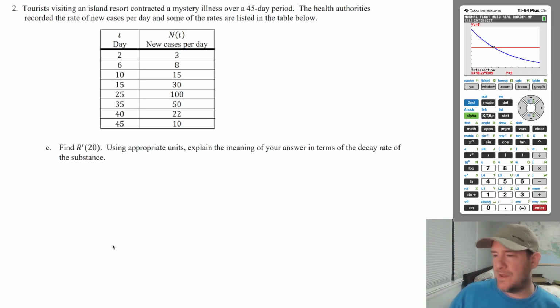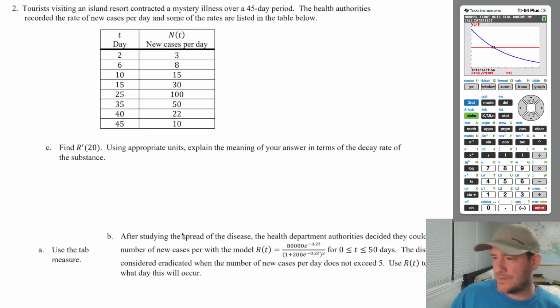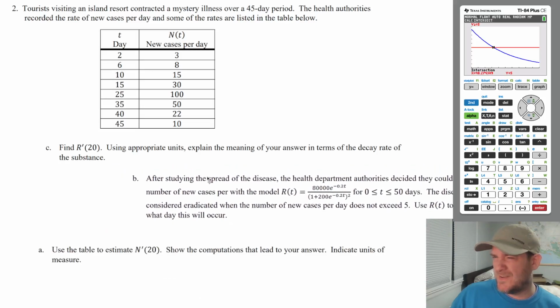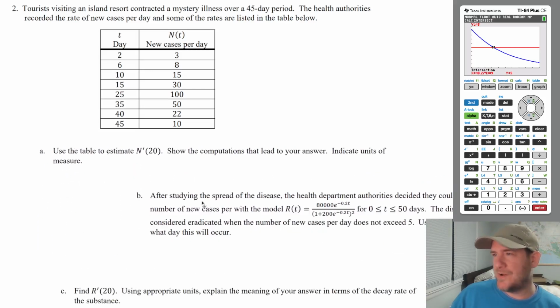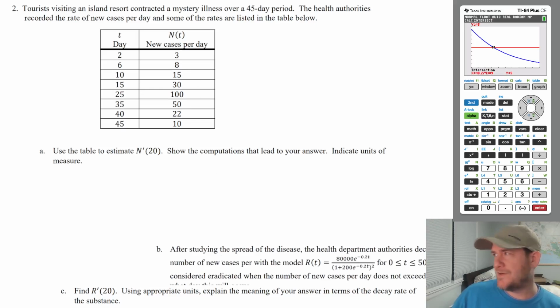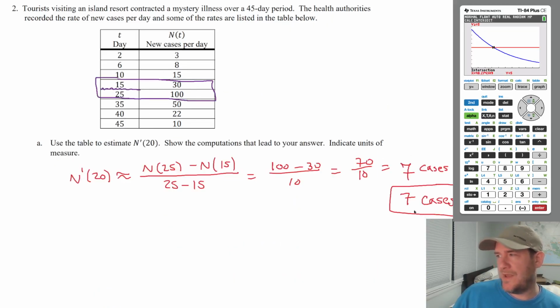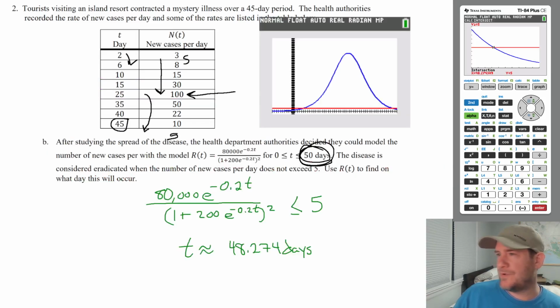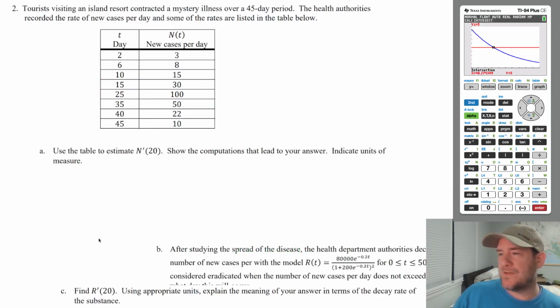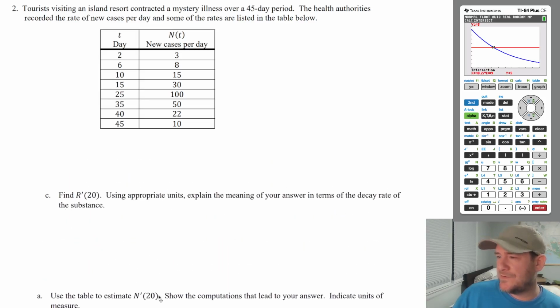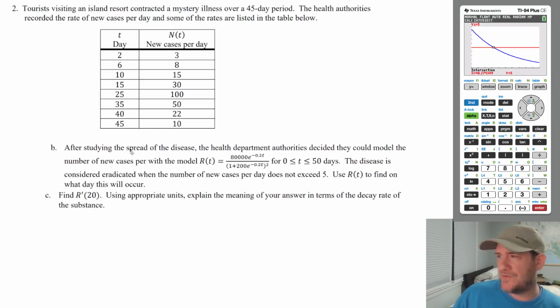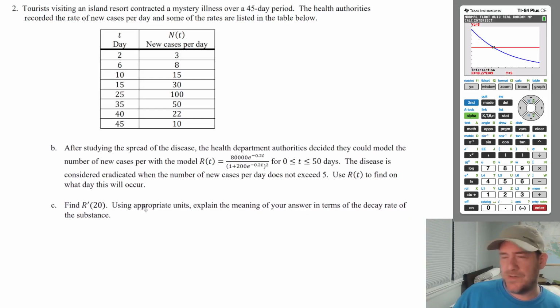So again, how's this different? All right, so in part A, we already approximated N of 20, and that was coming from the data on the table. Remember for part A, we found it to be about 7 cases per day. Now they want us to actually find R of 20. And again, I would say this function is just too complicated for us to really deal with, but our calculator can deal with it just fine.